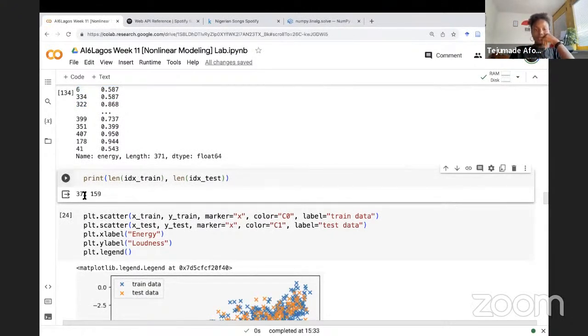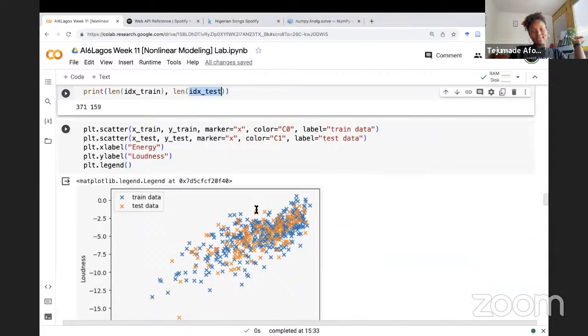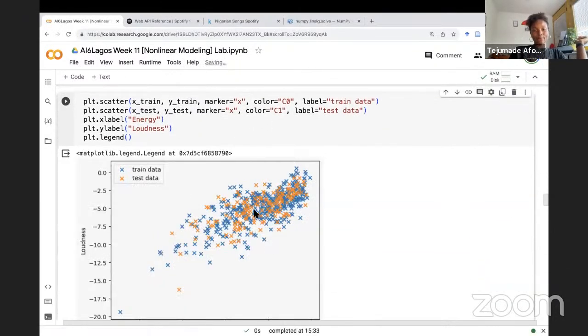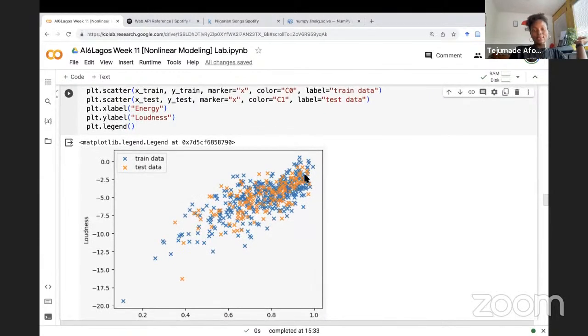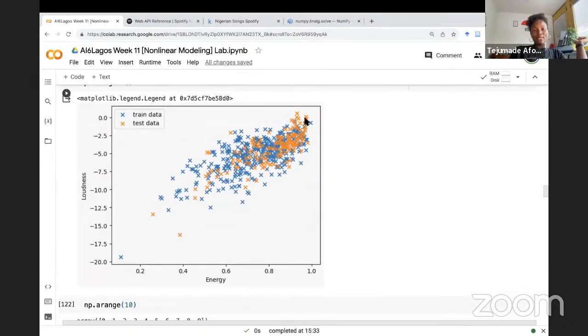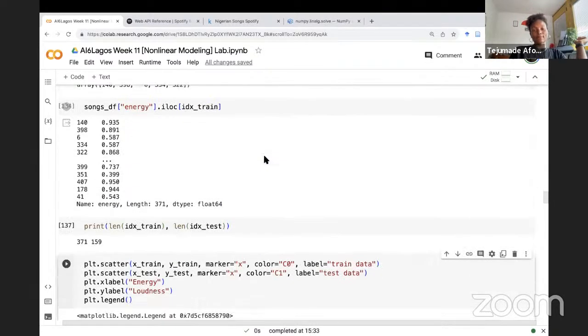If you print the length of this, you already know that this is like 371 to the train and 159 to the test set. And we can plot this to see what it looks like. We can see that we have more like a random selection of the test data points and the train data points, unlike here, where a lot of them are skewed here. Some of them are like here.